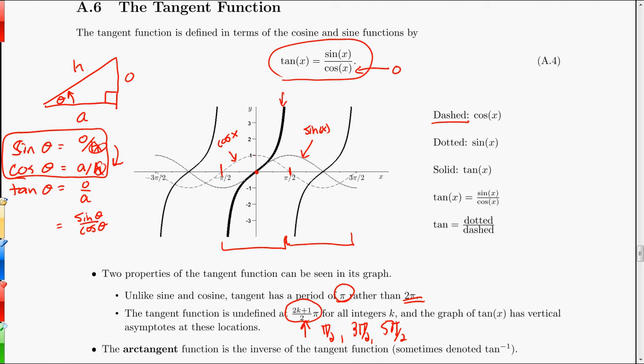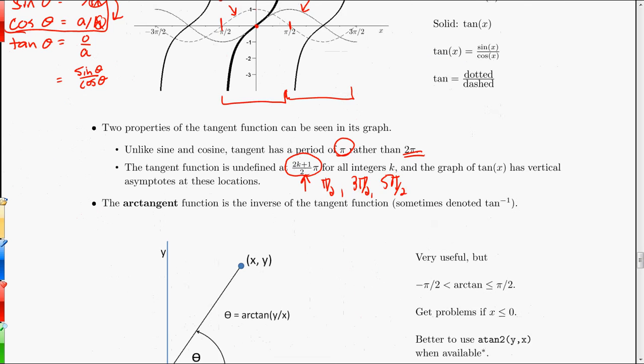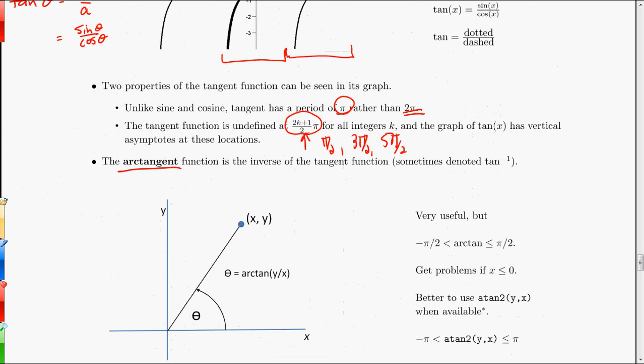We actually don't use the tangent function that much. It's not a curve that shows up that often. However, we do use the arctangent function regularly. The arctangent function is very useful for obtaining angles. It is also known as the tan inverse.